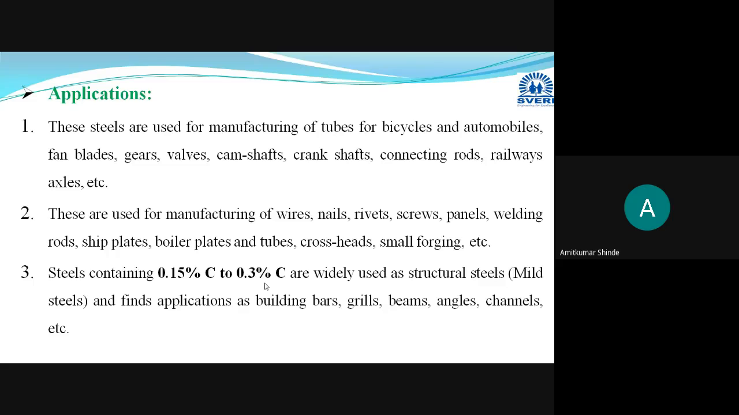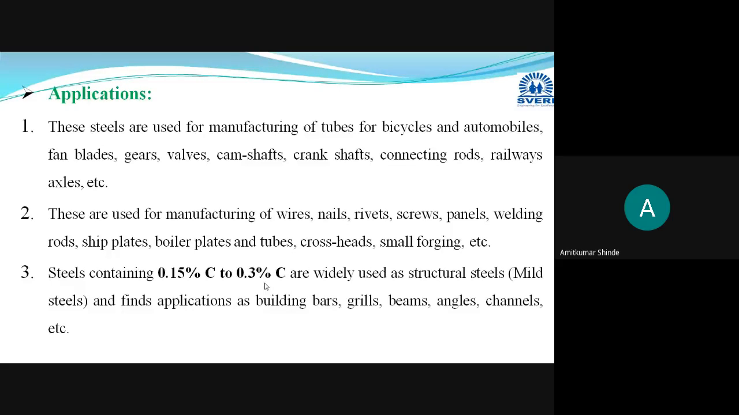Then different automobile vehicle components, like different gears, different valves, then camshaft, crankshaft, connecting rods, all these are made up of the low carbon steels. Then the railway axles, these are also made up of the low carbon steels only. So these are a few applications. Now how to remember it?